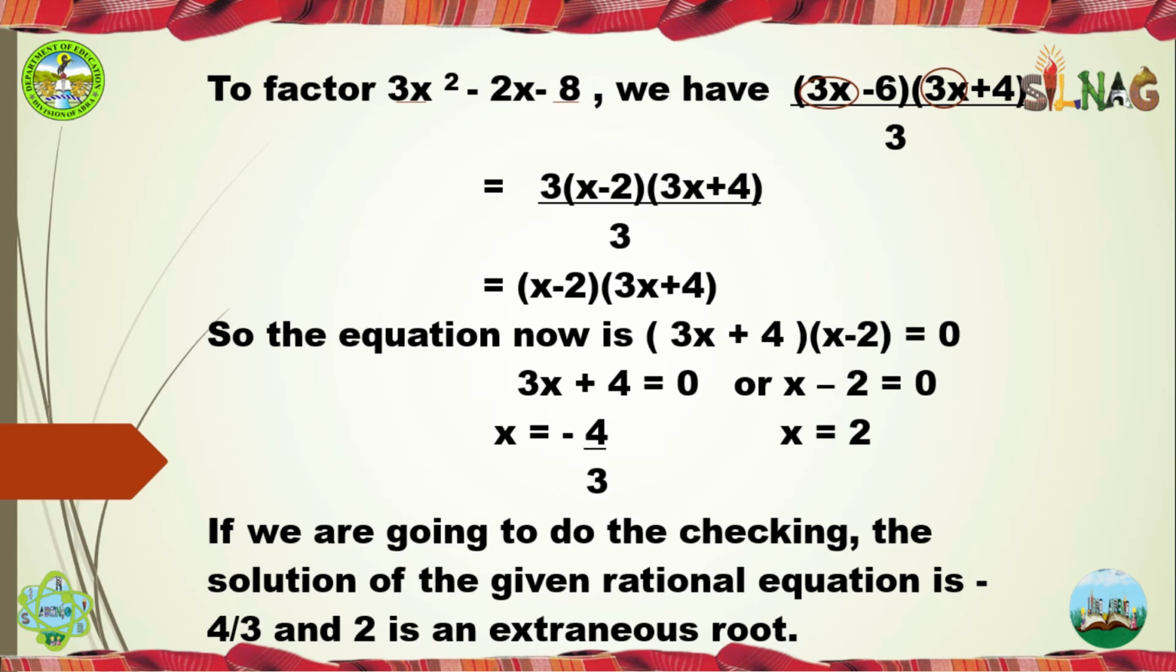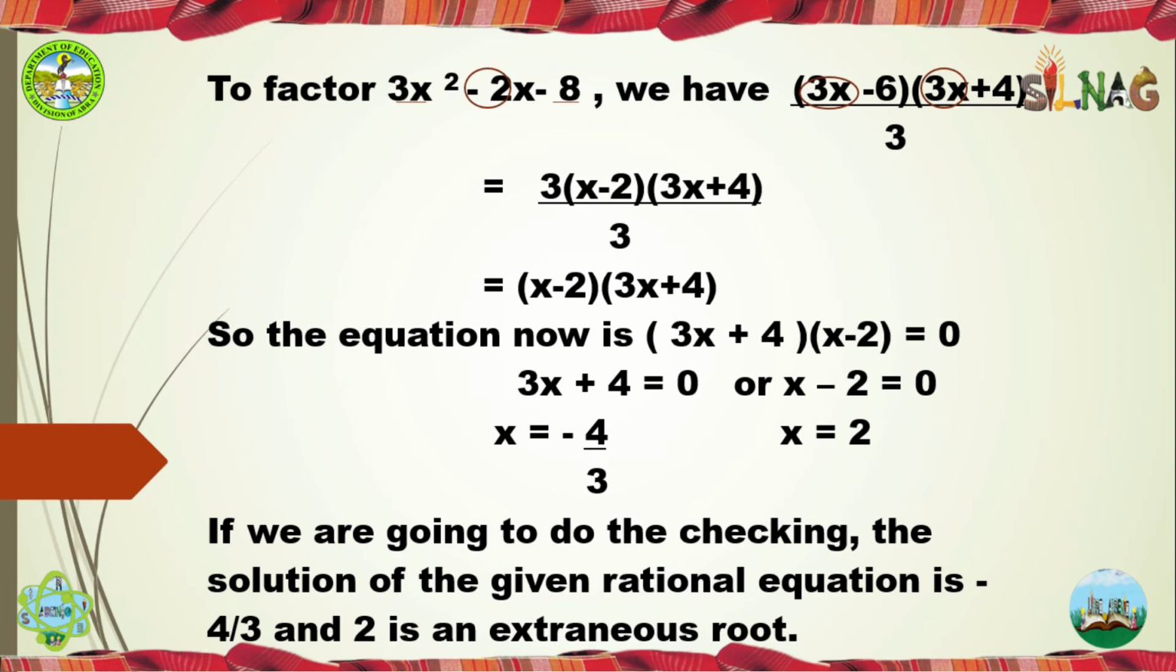And the product is negative 24. Then next, choose two factors of negative 24 whose difference is negative 2. So we have 6 and 4. And it is negative 2, therefore, the greater factor is negative, then the smaller factor will be positive. And then you write now negative 6 and positive 4 as the second terms of the binomial factors.